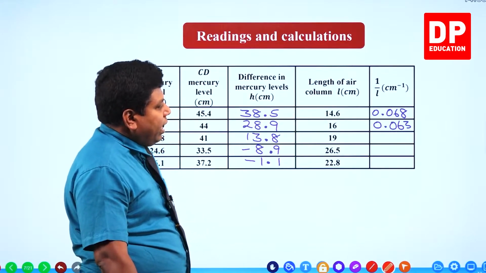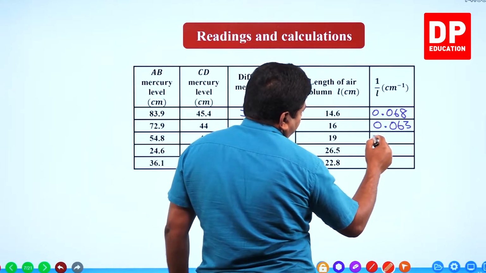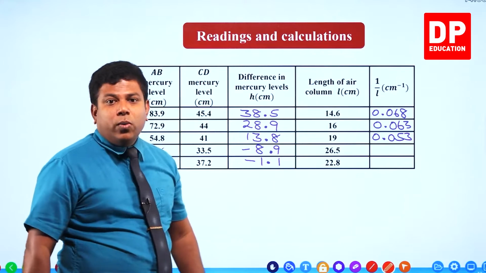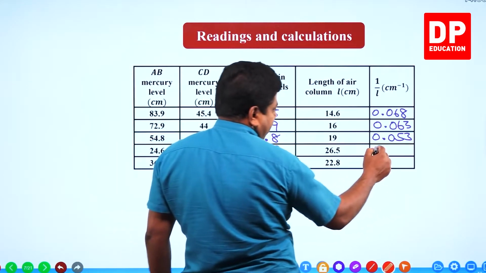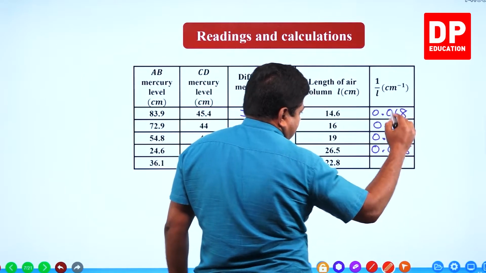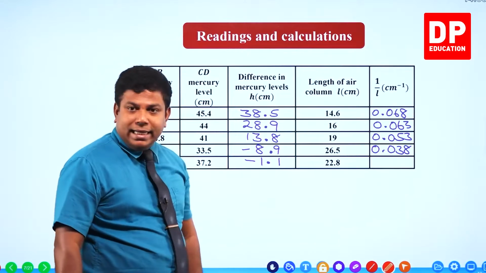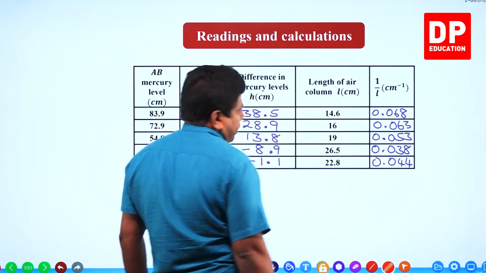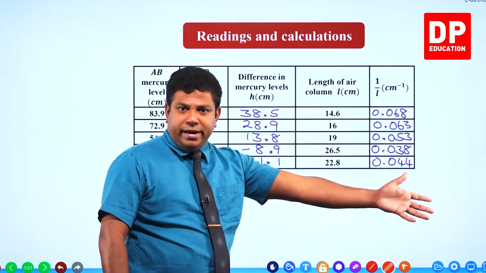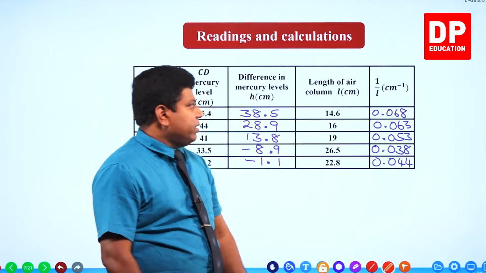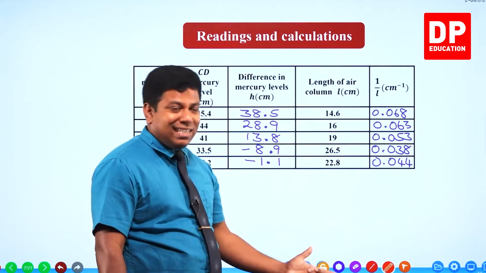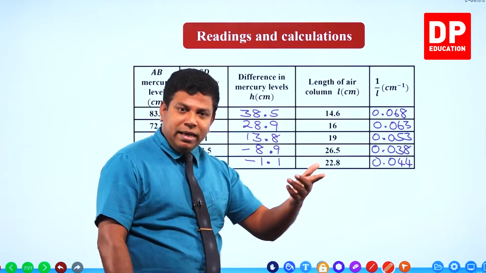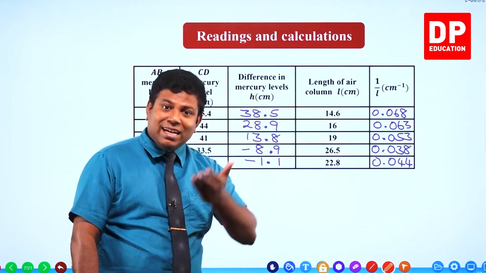Next one, 1 over 19 will be 0.053. Next one, 1 over 26.5, that is 0.038. The last one, 1 over 22.8 is 0.044. If you want, you can multiply this by 100 and make it 6.8, 6.3 likewise as well. Basically taking these as meters, then you will get like 1 decimal points. But keeping everything in centimeters will have fewer complications.